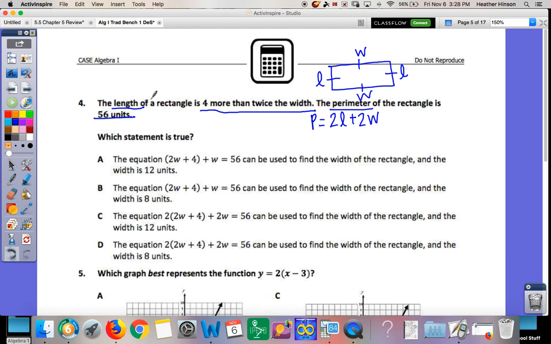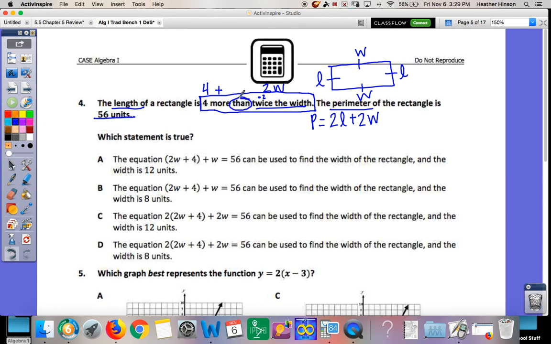Over here, it told us the length of the rectangle is 4 more than twice the width. More means we're going to add. So we're going to add that 4. Twice means multiply by 2. What are we multiplying by 2? Twice the width. So 2 times W.